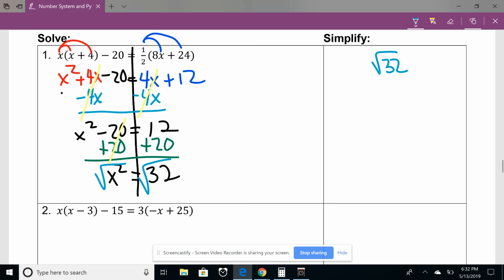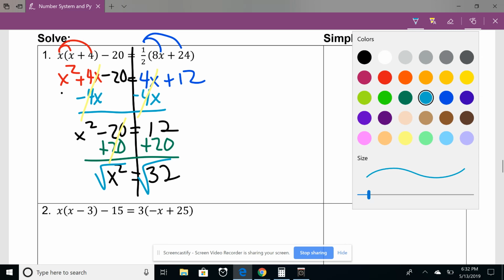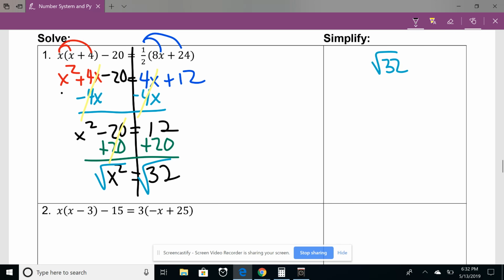Now let's see if we can simplify that. 32 breaks down to 8 and 4. 8 breaks down to 4 and 2. 4 breaks down to 2 and 2. This 4 breaks down to 2 and 2. So we got 1, 2, 3, 4, 5 branches.